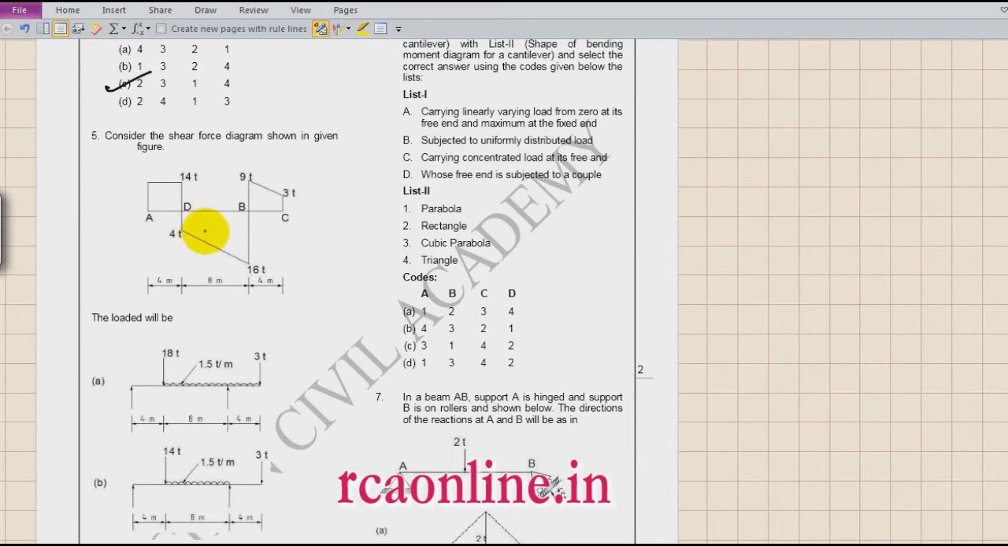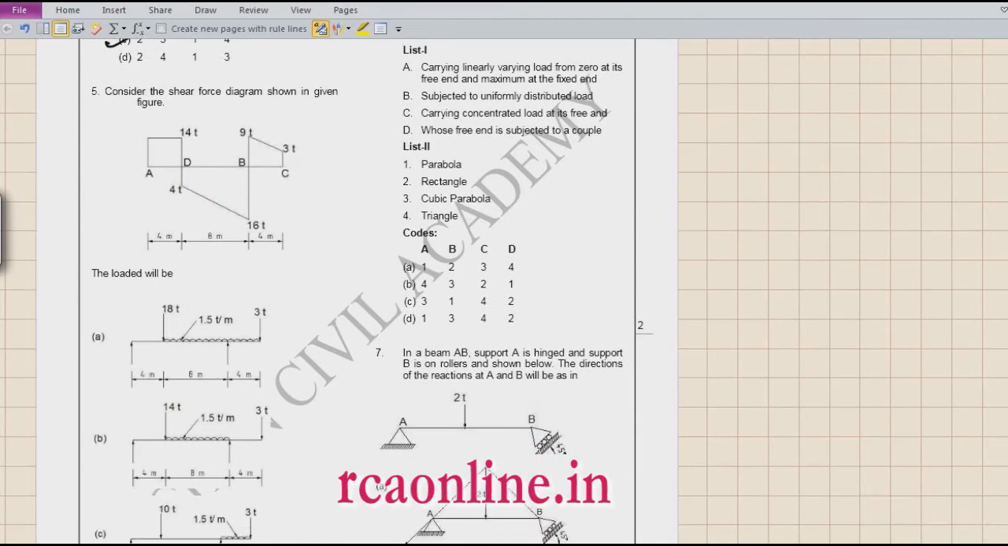Now let us see here. This is also a simple question. SFD is given and we have to find the loading. So if you again see, the sign convention is, this is positive. So there will be one load here. Then there will be another load downward here.